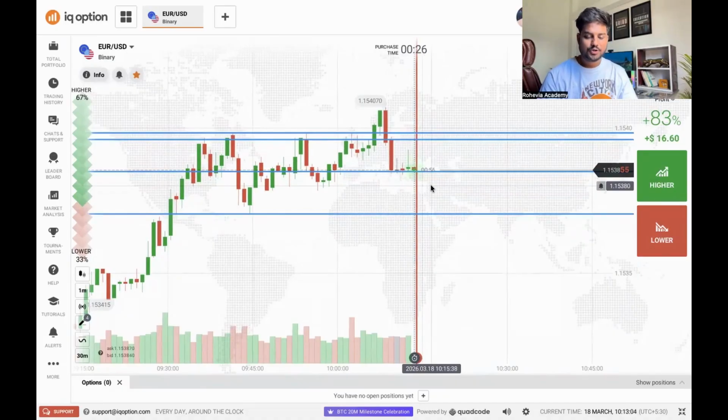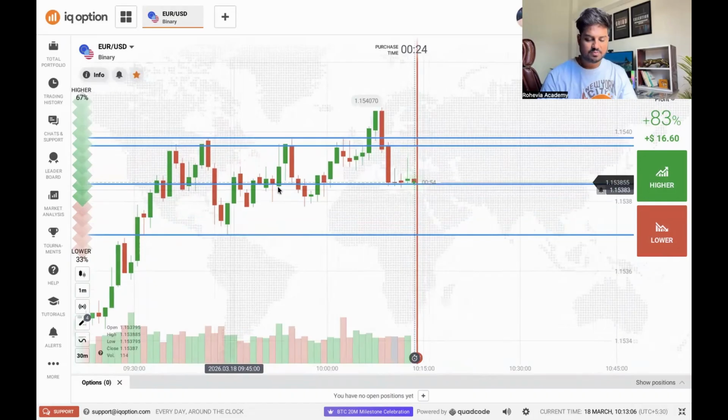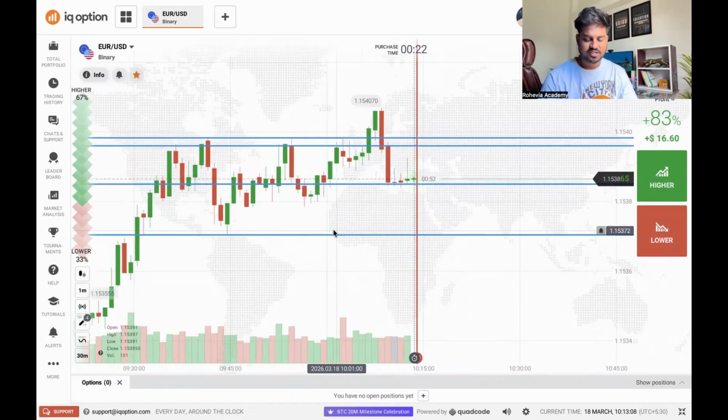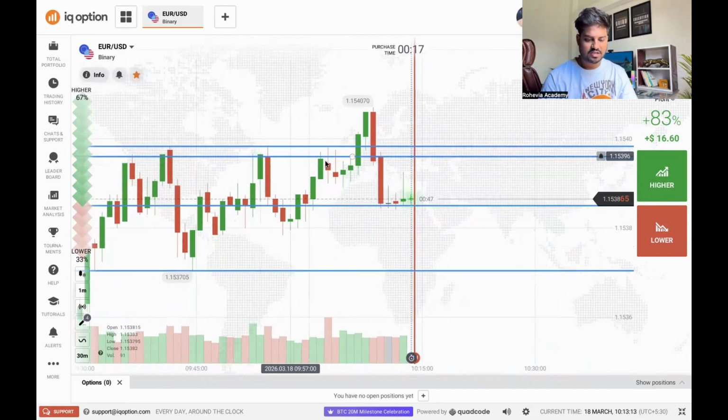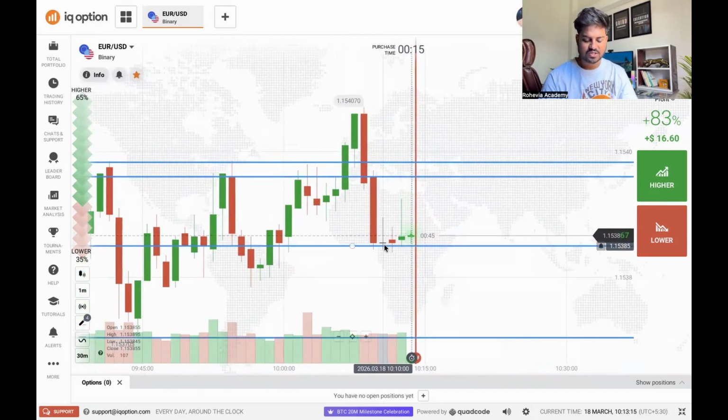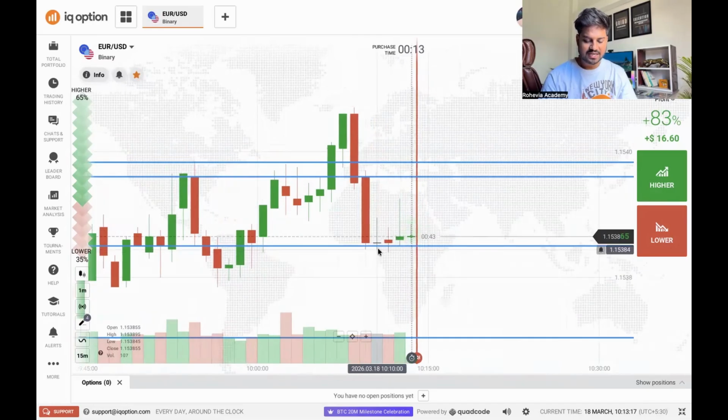So here I am on the EUR/USD chart, and here I can see that the market is moving in a range. I have placed some support and resistance levels. Like here, you can see that this is the resistance level. These two lines are representing the resistance level. This line is representing the support level. And the market is taking support from this particular place and now trying to move in the up direction.